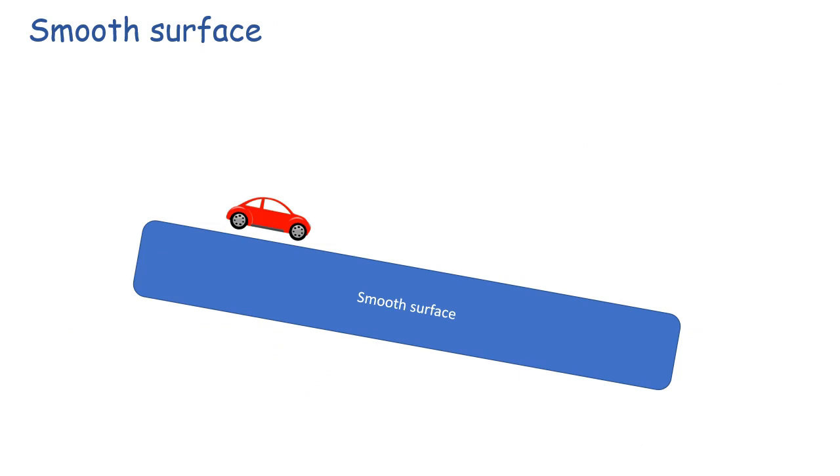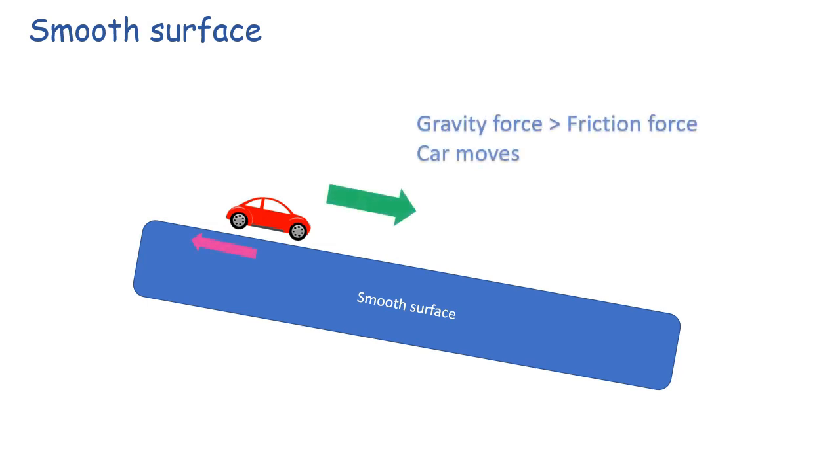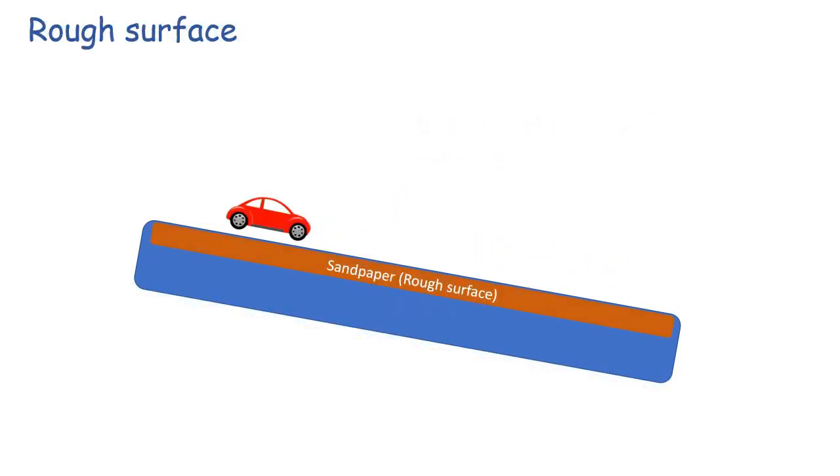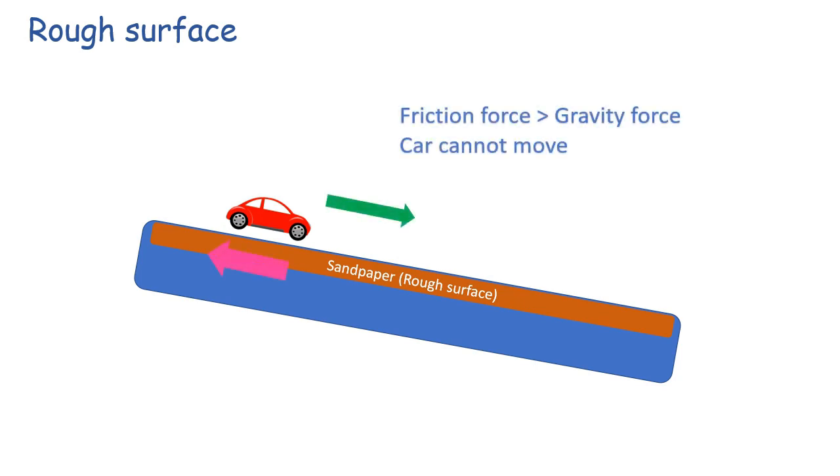In our experiment, when the car is on a smooth surface, the effect of the gravitational force is larger than the friction. Therefore, the gravitational force can move the car down the slope. To demonstrate the effect of friction, we stuck sandpaper on the surface to make it rough. When the car is on a rough surface, the friction force is higher than the effect of the gravitational force. Therefore, the car is held by friction and it does not move down the slope.